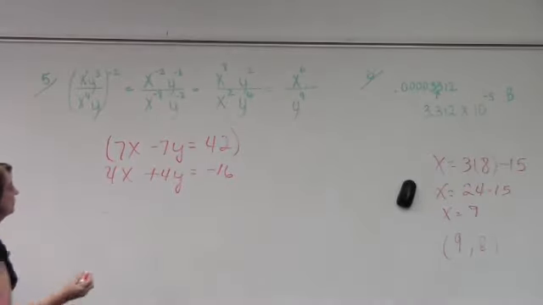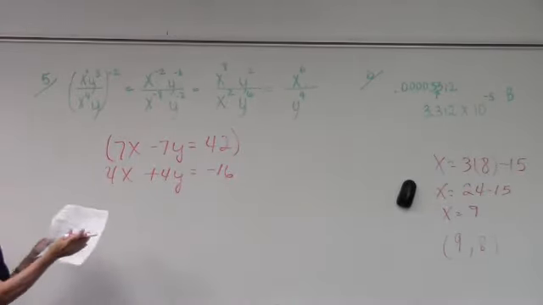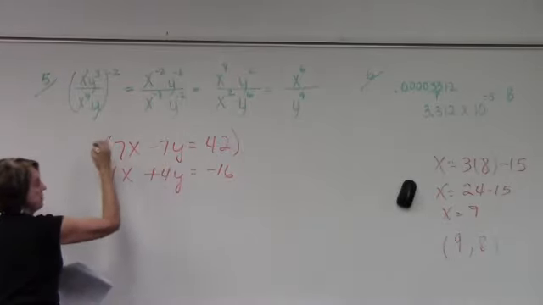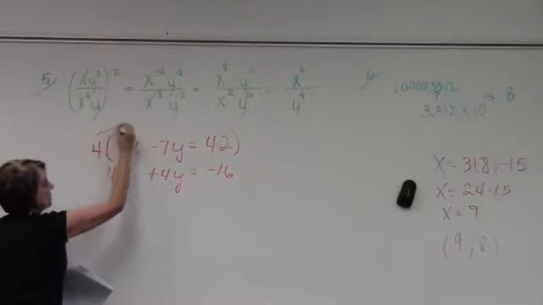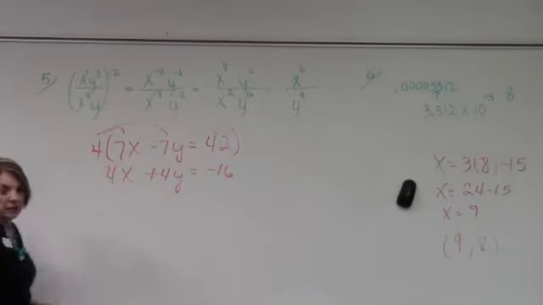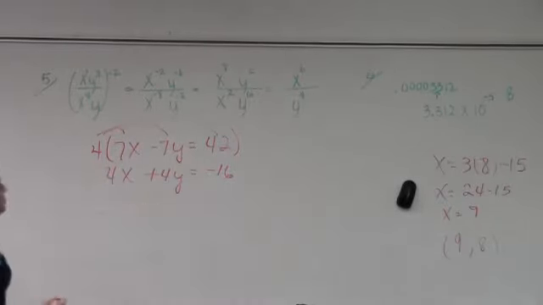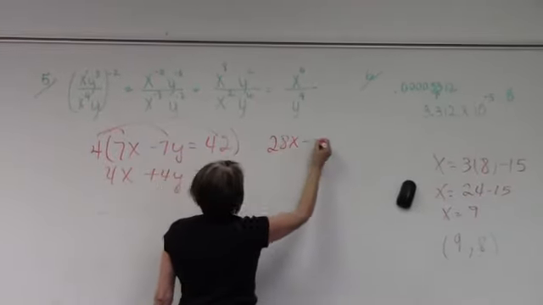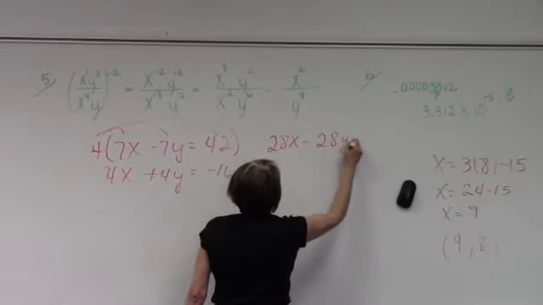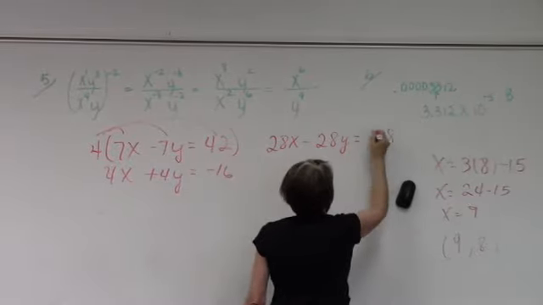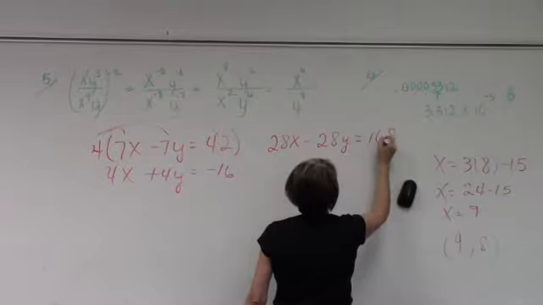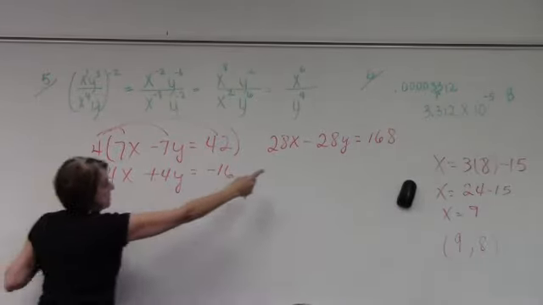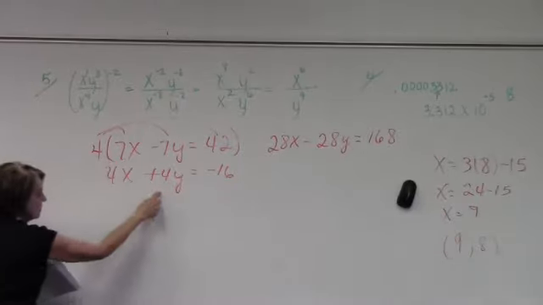You may show it a little bit differently or your teacher might, but I usually just put parentheses around the whole thing. What am I going to have to multiply by to make that a negative 28? 4. But the 4 has to be multiplied by everything, even the thing on the other side of the equals. So what do I get here? 28x minus 21y equals 168.